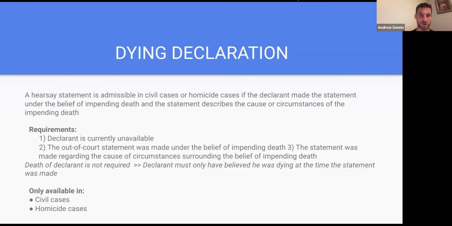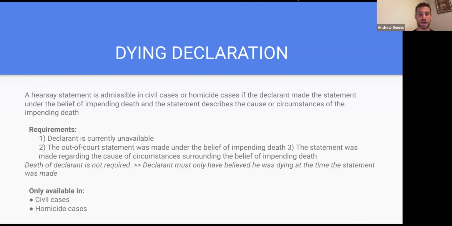So a hearsay statement is admissible in civil cases or homicide cases if the declarant made the statement under the belief of impending death and the statement describes the cause or circumstance of the impending death. What are the requirements? The declarant is currently unavailable. The out-of-court statement was made under the belief of impending death, and the statement was made regarding the cause or circumstances of the impending death.